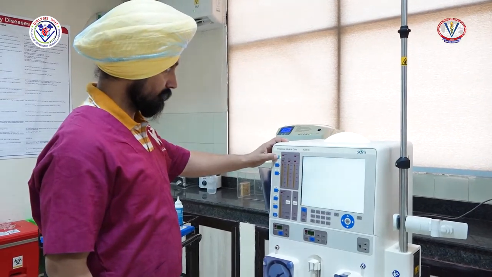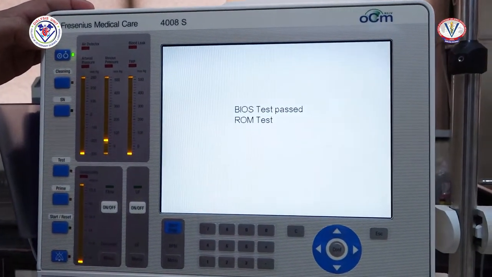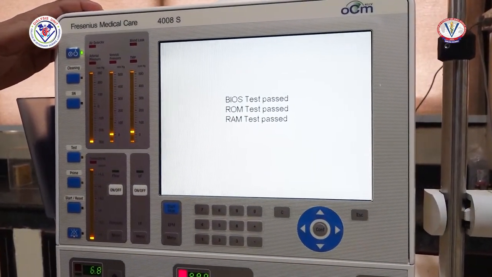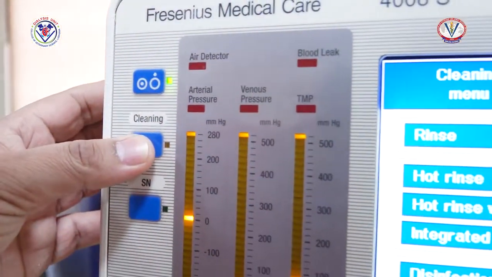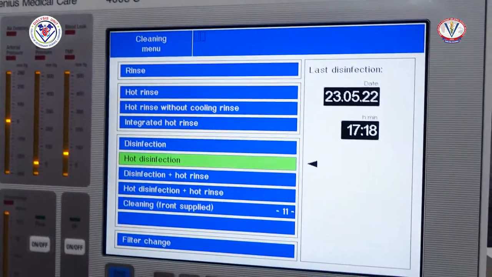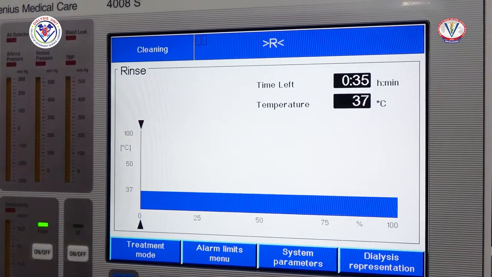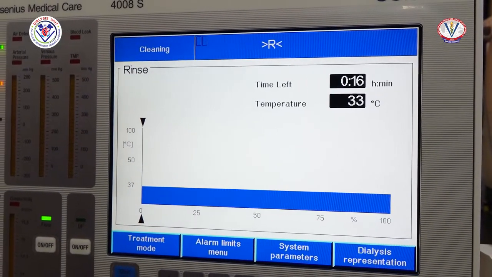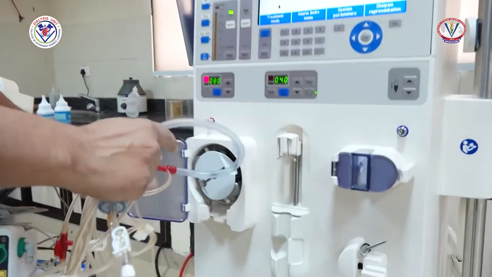First, turn on the machine and the machine will perform automatic tests. After that, enter the cleaning mode and perform rinsing, which usually takes about 16 minutes. In the meantime, blood tubing is fitted to the machine.